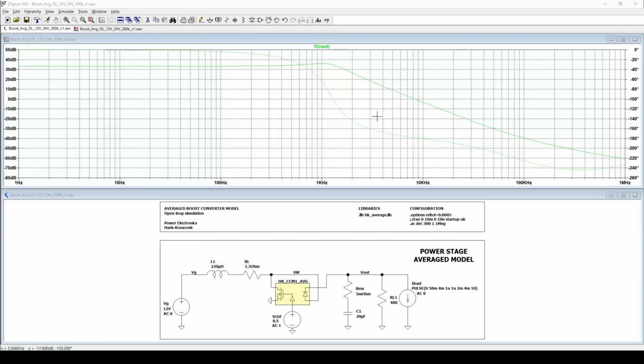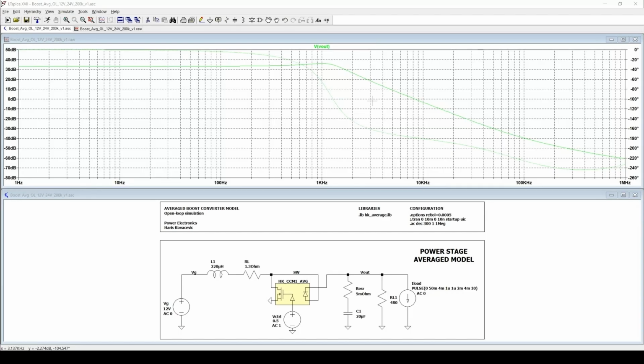Next, we see the effect of the LC output filter. Magnitude drops by minus 40 dB per decade, and phase moves toward minus 180 degrees. This is the classical second order behavior of a power stage with an inductor and a capacitor.